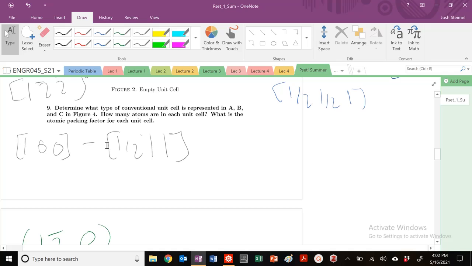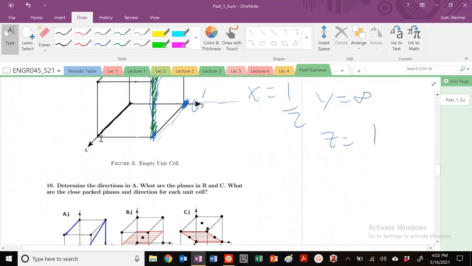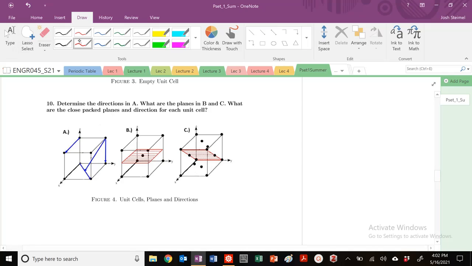Oh, I like this one. What type of conventional unit cell? How many atoms? What's the atomic packing factor? So we know here that this is simple cubic. So that's 1 atom. This is BCC. This is 2 atoms, or actually 2 atoms right here. And this is FCC, and that's 4 atoms.